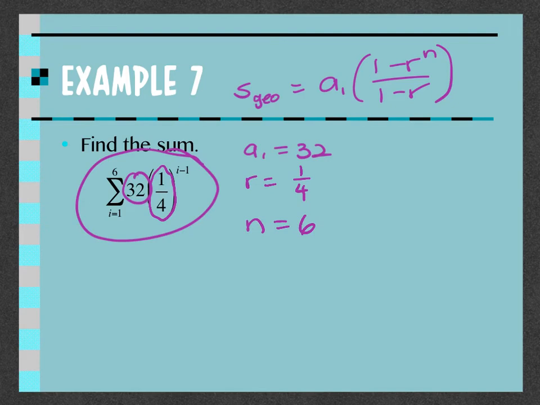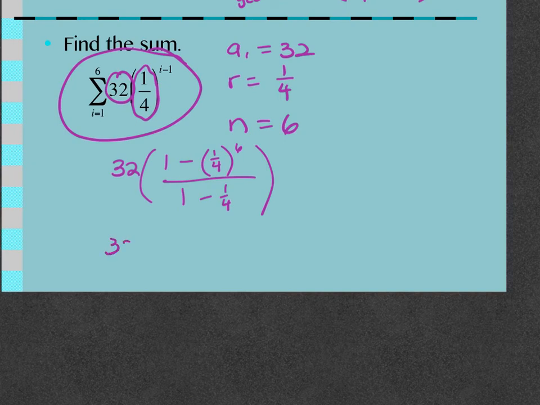Yeah, now we plug it in. 32 times 1 minus 1/4 to the 6th power over 1 minus 1/4. And again, this is the risk of the calculator because I don't want that as 0.25 to the 6th power. I want it kept as a fraction. So 4 to the 6th is 4,096.